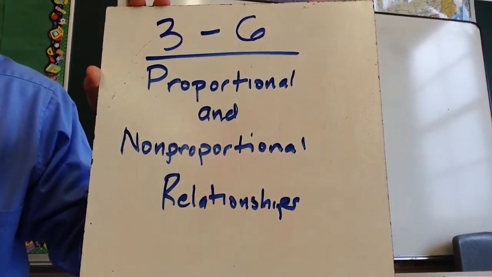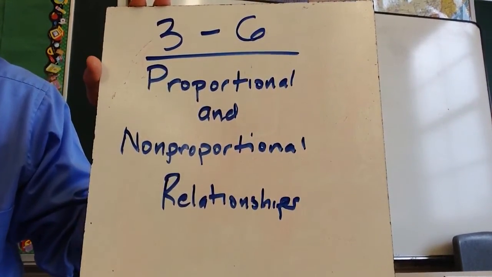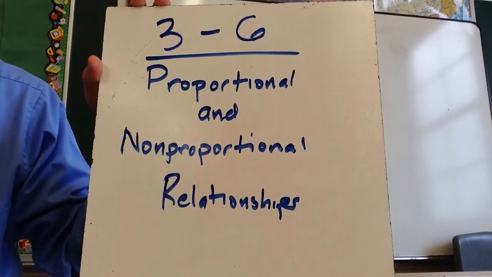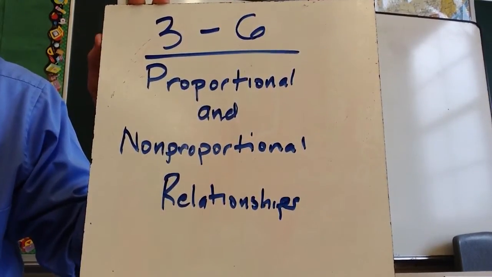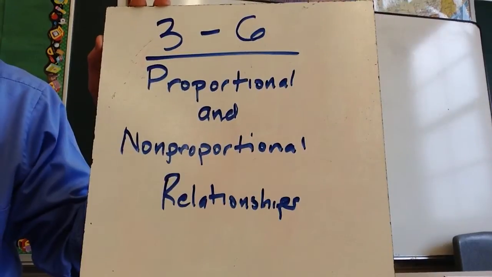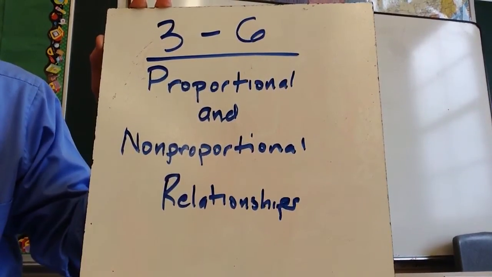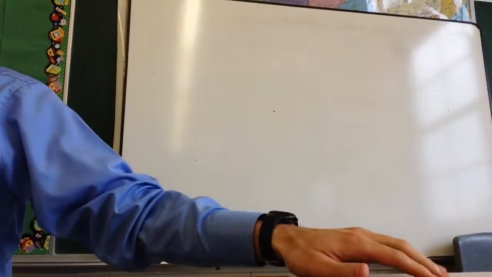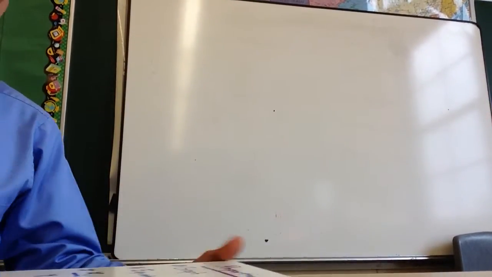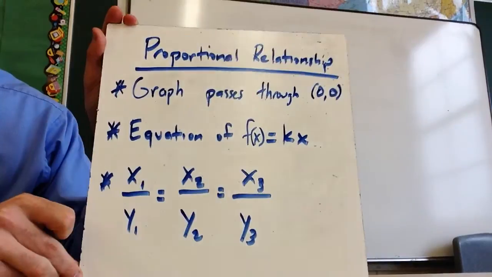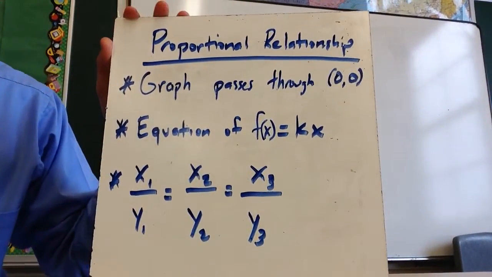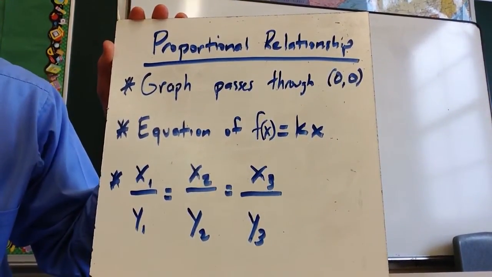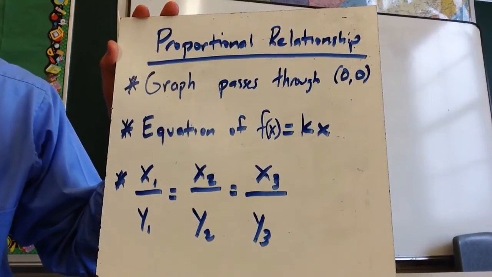Today's video is going to discuss Chapter 3.6, proportional and non-proportional relationships. So think about what you know about these two words, proportional, and then obviously the opposite of that would be non-proportional, and we're going to use them today in math. Talking about proportional relationships, there are basically three key elements of a mathematical proportional relationship. So you may want to think about writing these down in your notes.